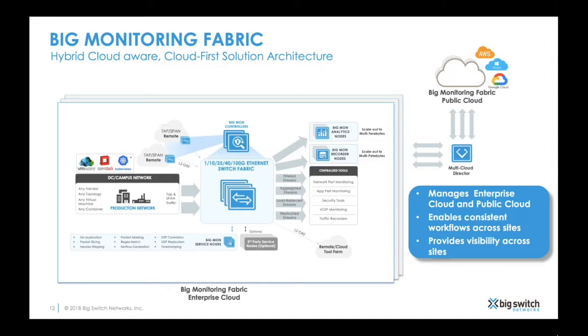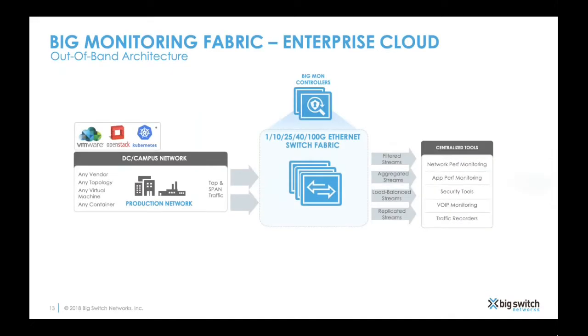Given that this would be a single pane of glass, it'll be able to provide you consistent workflows across these different deployments, and also provide you complete visibility irrespective of where your workloads are residing in your enterprise. Now, this architecture is useful because the enterprise cloud, which is your on-prem deployment, is actually very scalable by itself.